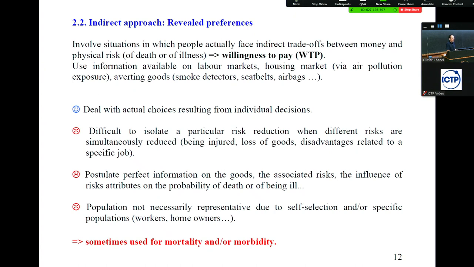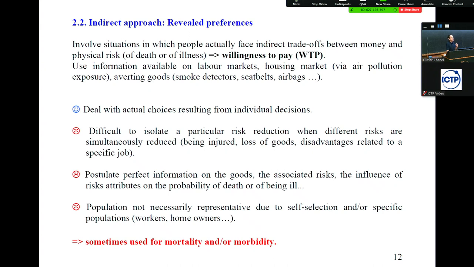So this type of approach deals with actual choices observed, so it's nice because the housing market, the labor market, or the averting goods markets do exist, but it's sometimes difficult to isolate a particular risk reduction when there are several types of risks that are reduced at the same time, both mortality and morbidity reduced when you live in a less polluted place, so that it may be difficult to disentangle both.